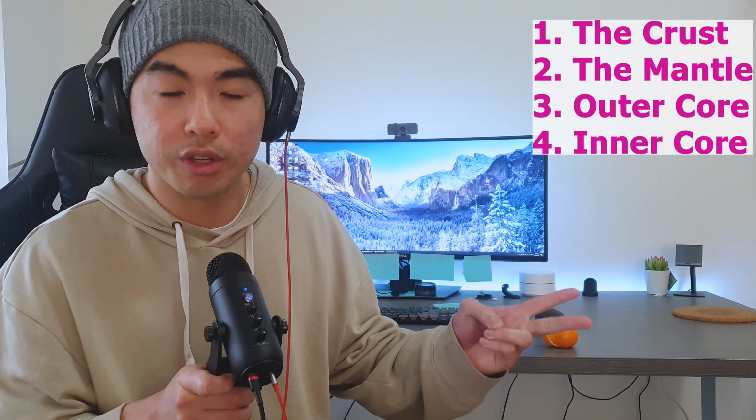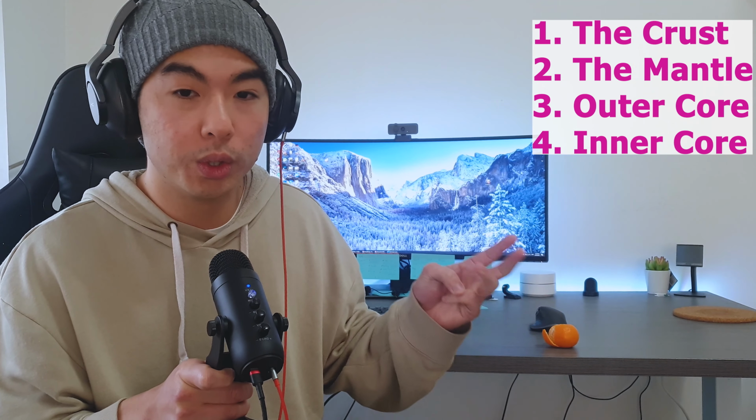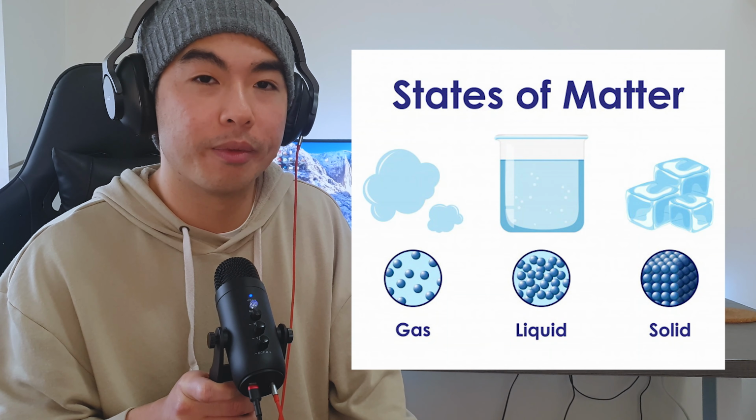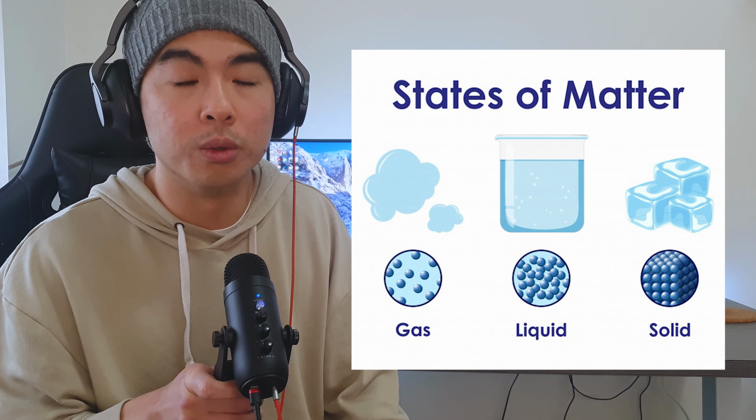Alright, the Earth has four main layers. The first is the crust, then we've got the mantle, we've got the outer core, and we've got the inner core. And each layer has a very unique chemical composition. And that just means that each layer is made up of very different chemicals. And some of these layers will have very similar chemicals, if not the same, but because of their placement in the layers, they have a different state of matter, whether that be liquid or solid.